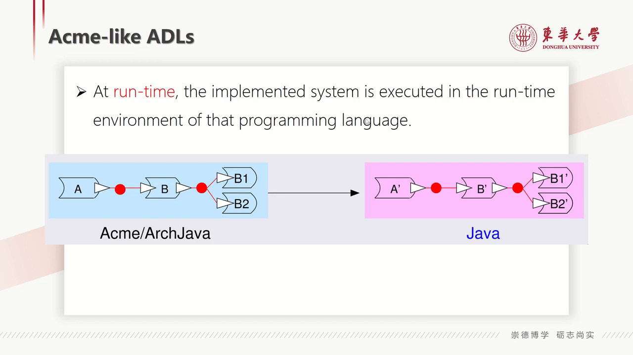Therefore, for example, ArchJava has Java in it, so we know it is a Java-based language. It has all the semantics and syntax of Java. We only give it more grammar so we can use it to design architecture, but in the end we still use a Java compiler to compile it and run it. That's why we said at runtime the implemented system is executed in the runtime environment of that programming language.